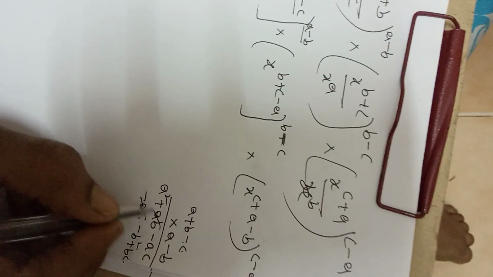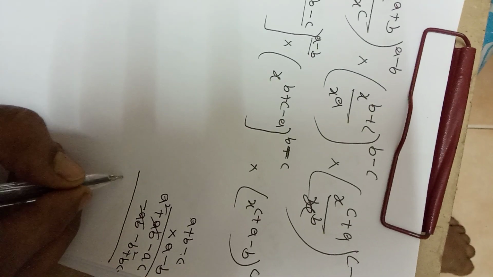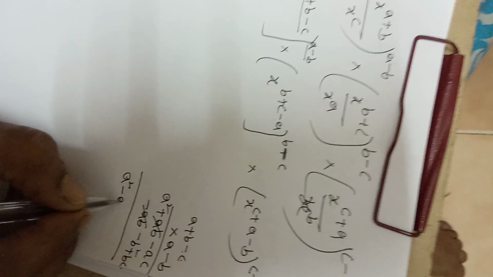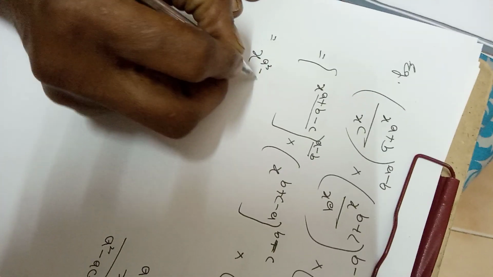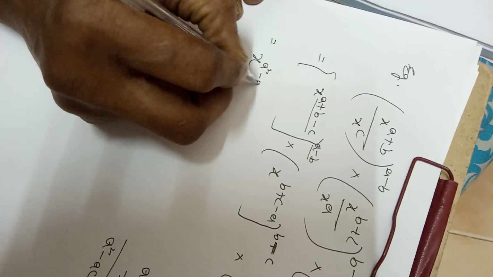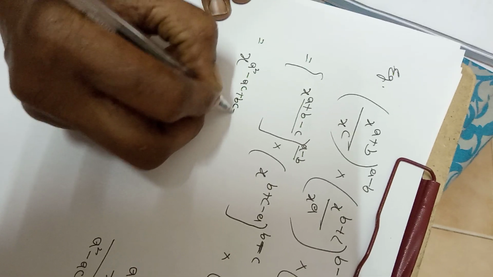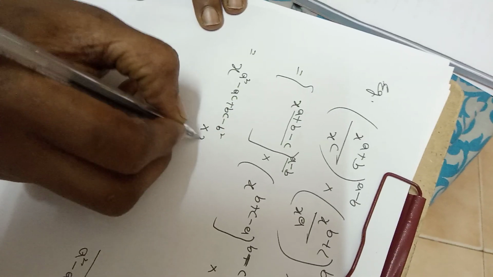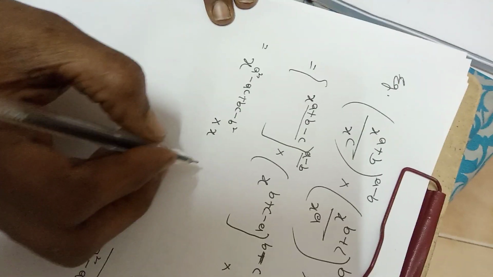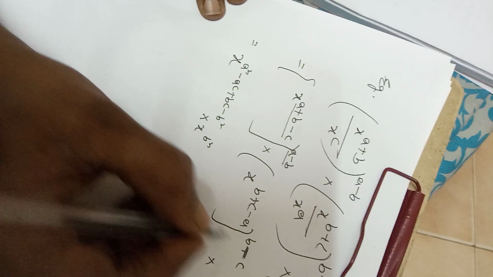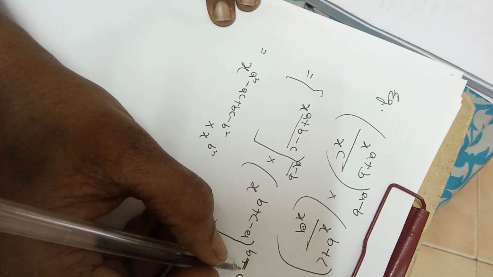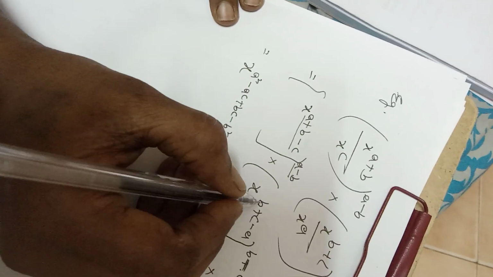Now AB gets cancelled, so what is remaining? A square minus AC plus BC minus B square. So write like that, A square minus AC plus BC minus B square. Now similar to this, you multiply in the rough column: B into B, B square, B into C minus BC, and plus BC gets cancelled.